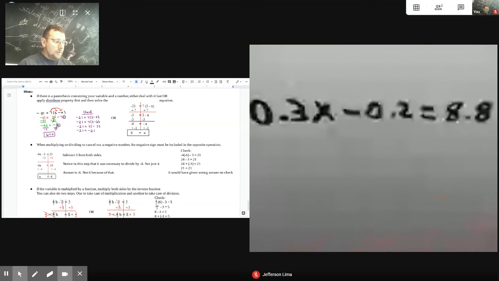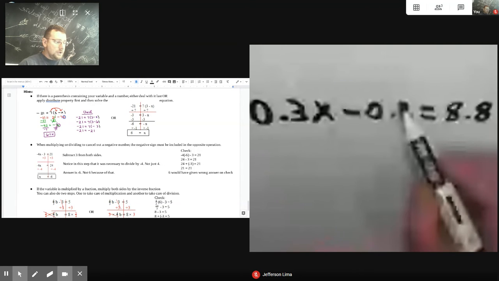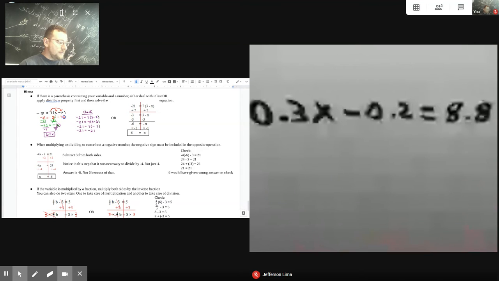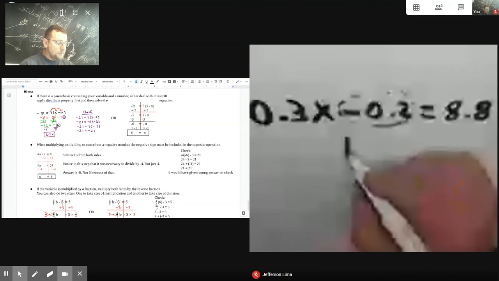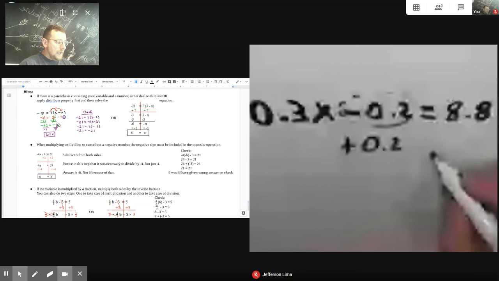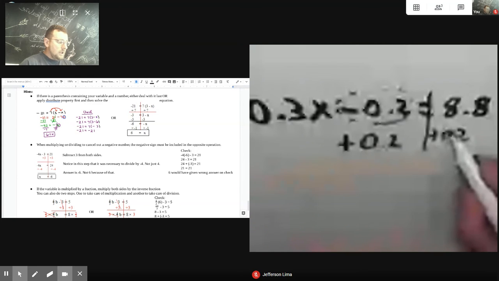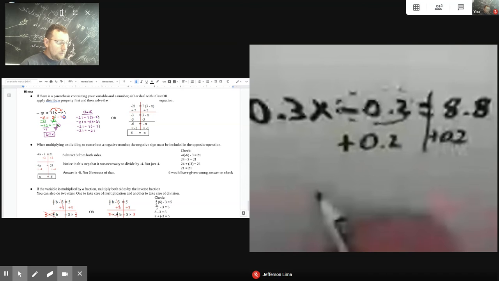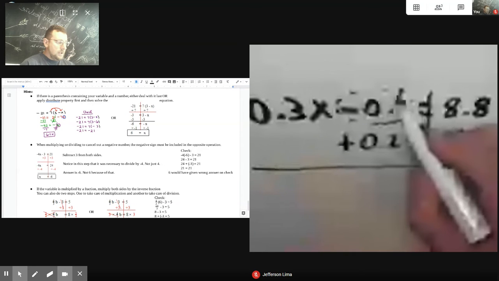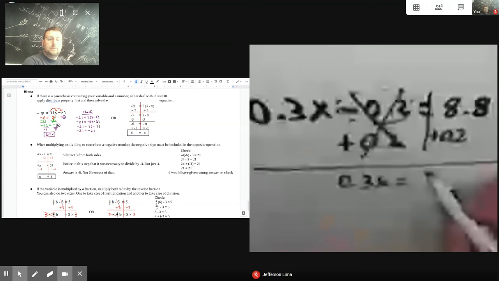And so the first thing you have to deal with is the subtraction, because subtraction goes last in the order of operations, so first in the order of solving. And therefore, I'm going to deal with the negative 0.2 first. The opposite of negative 0.2 is plus 0.2. So I'm going to add 0.2 to both sides. And then when you do that, the 0.2s will cancel out, and then you have 0.3x equals 9, right?